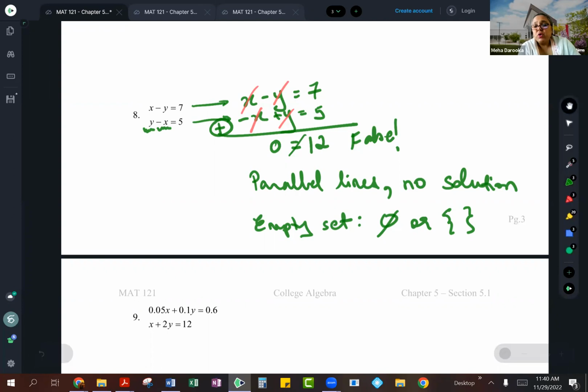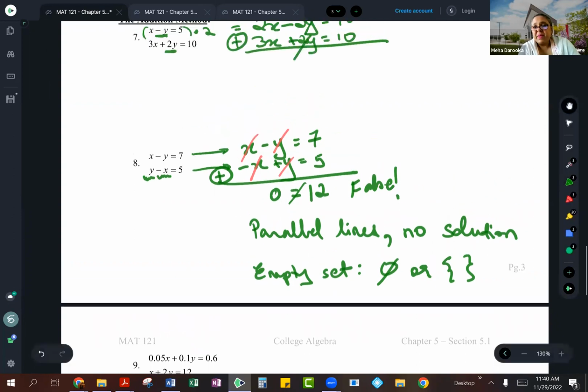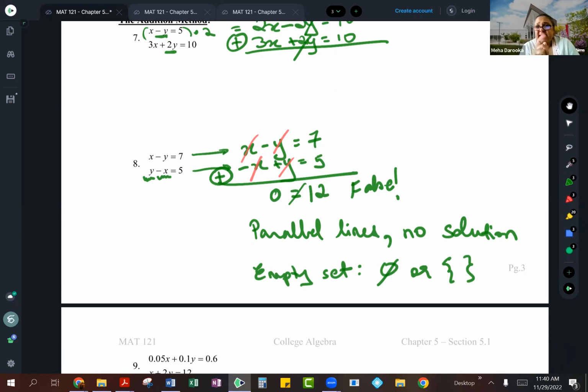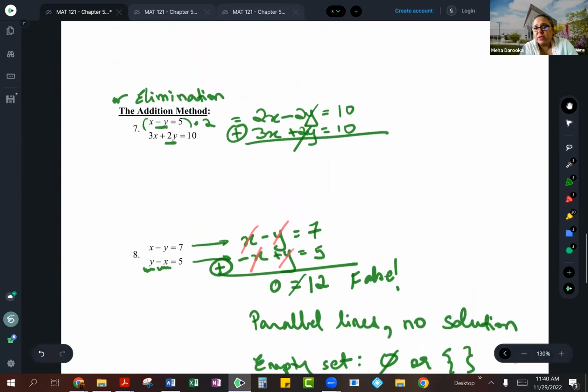So this was your addition or elimination method. Basically, like I said, the idea is you have to try and add the two equations in such a way that at least one variable is canceling out. So either the x or the y, it doesn't matter which one. And then whatever cancels out, you go ahead and solve what's left behind.